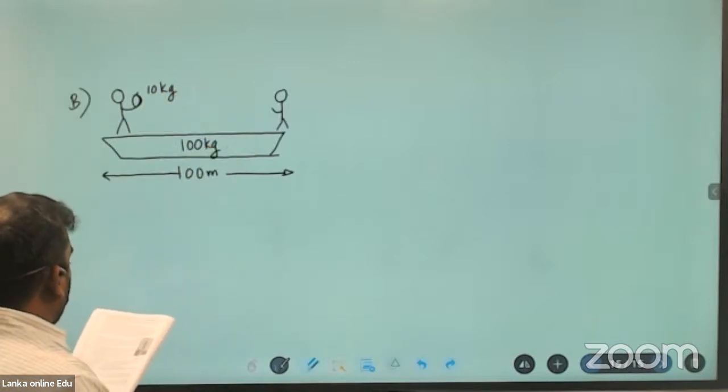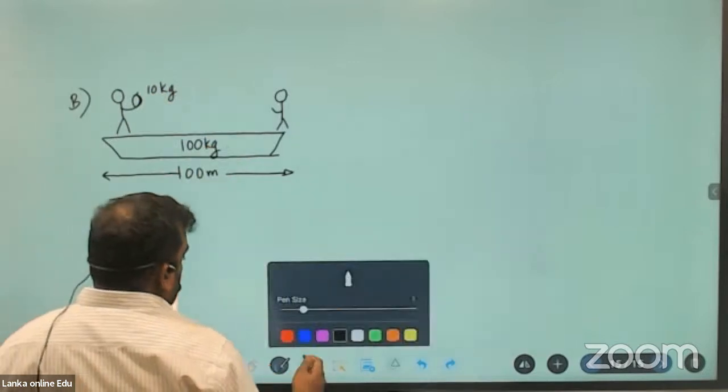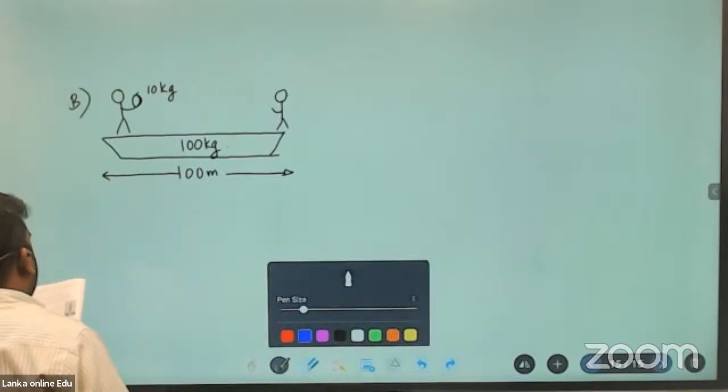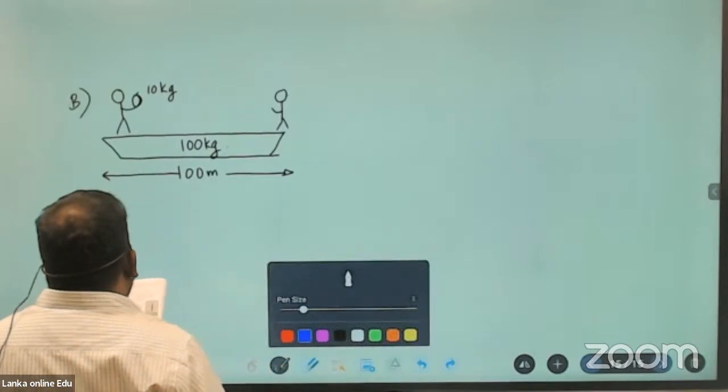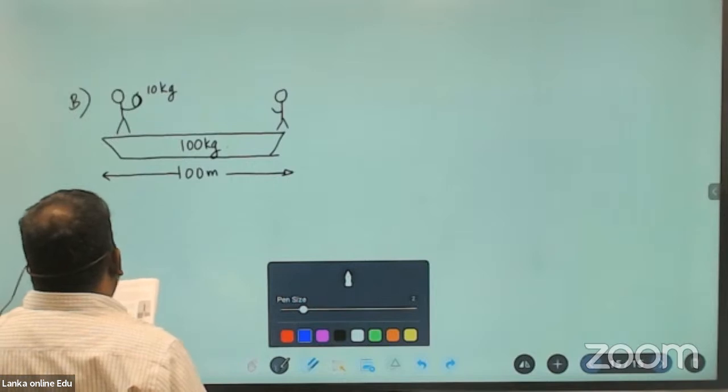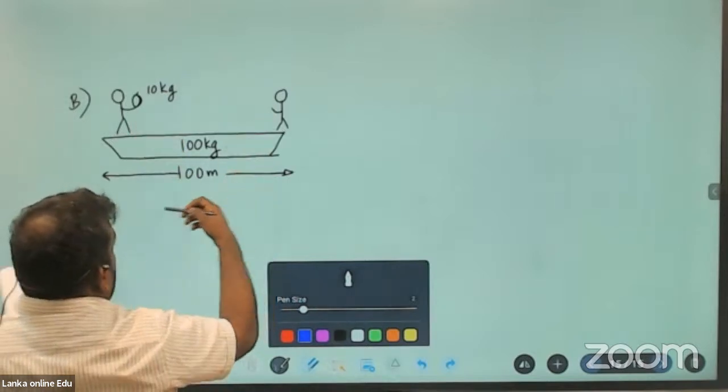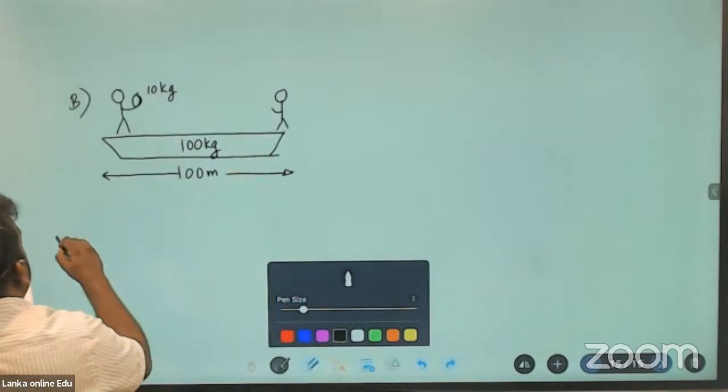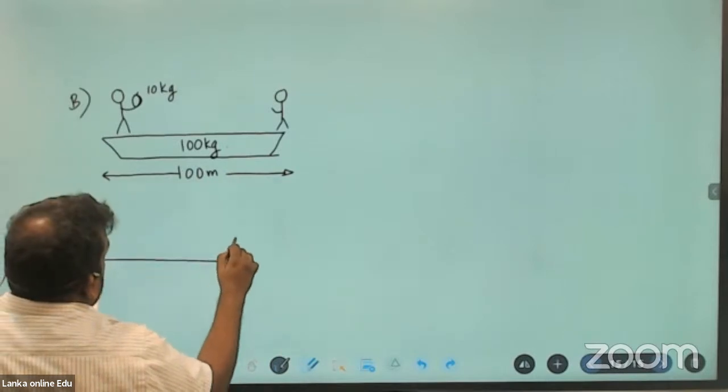With a horizontal velocity 20 relative to the ground. The velocity of the ball is given. What will be the velocity of the boat relative to the ground? So when I throw the ball that way, the boat is going forward.